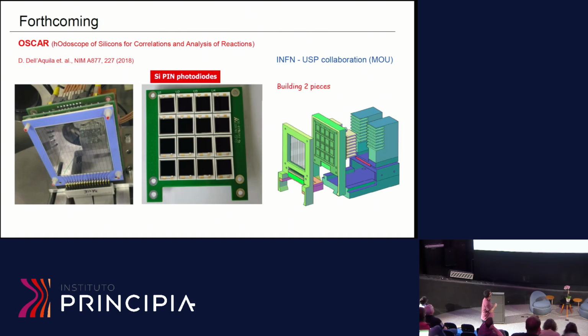So we have this detector already. And then the second stage is made of 16 silicon PIN photodiodes. And then at the end, rather than having 256 pixels, we have 64 if we do the combination of these strips with these detectors here. So we are building two pieces of this. One is already mounted, so now we have to test and characterize this detector.